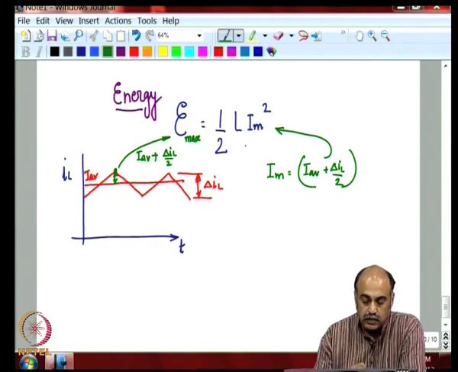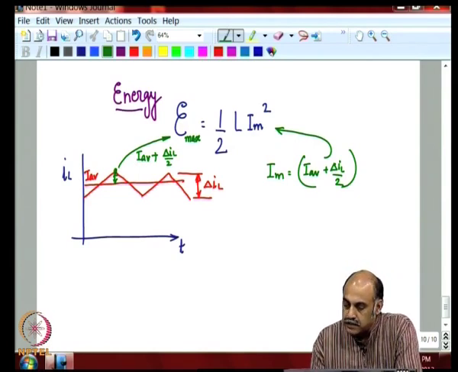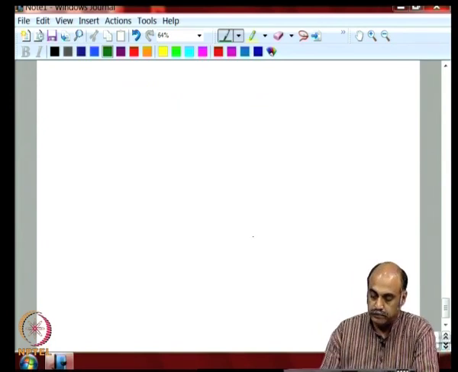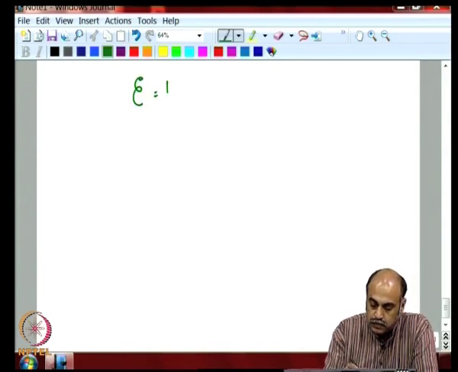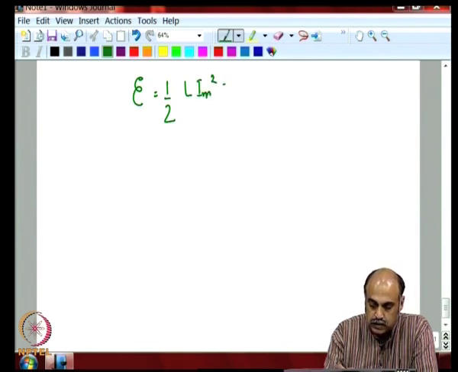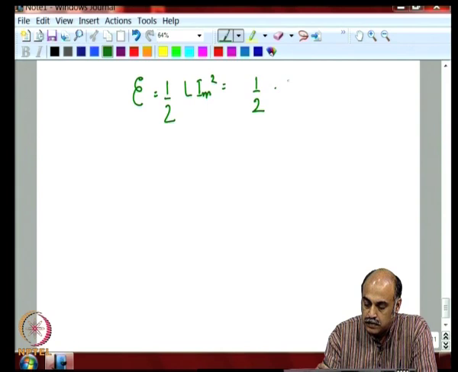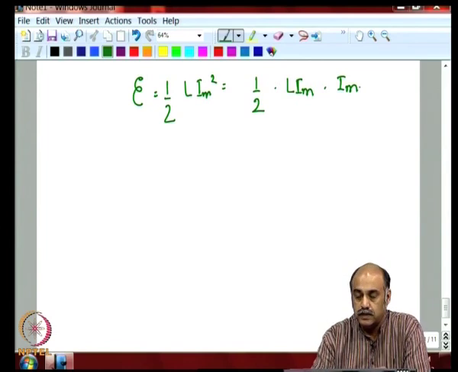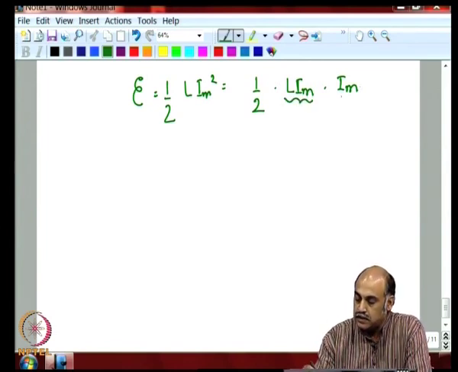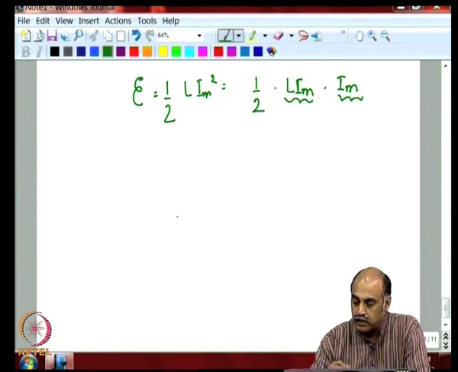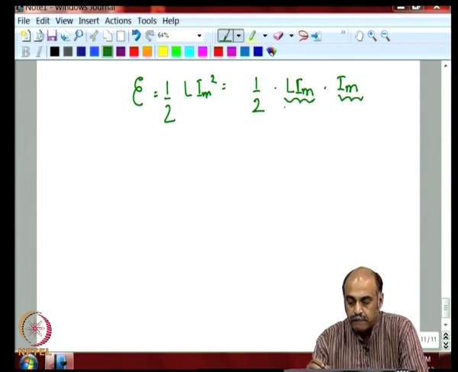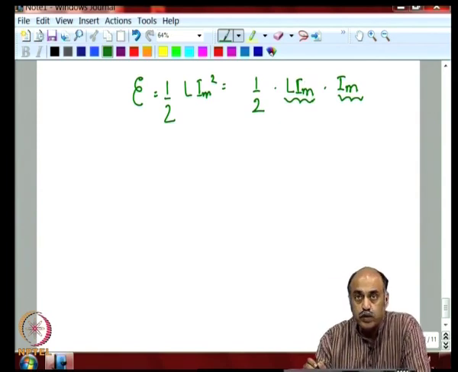Now, all this is the calculation on the electrical side. Let us try to relate this to the physical parameters. Let us make a split. E is equal to half L I m square, which is half L I m into I m. Let us take this from two different rules, that is, one is the flow based and another is the potential based.